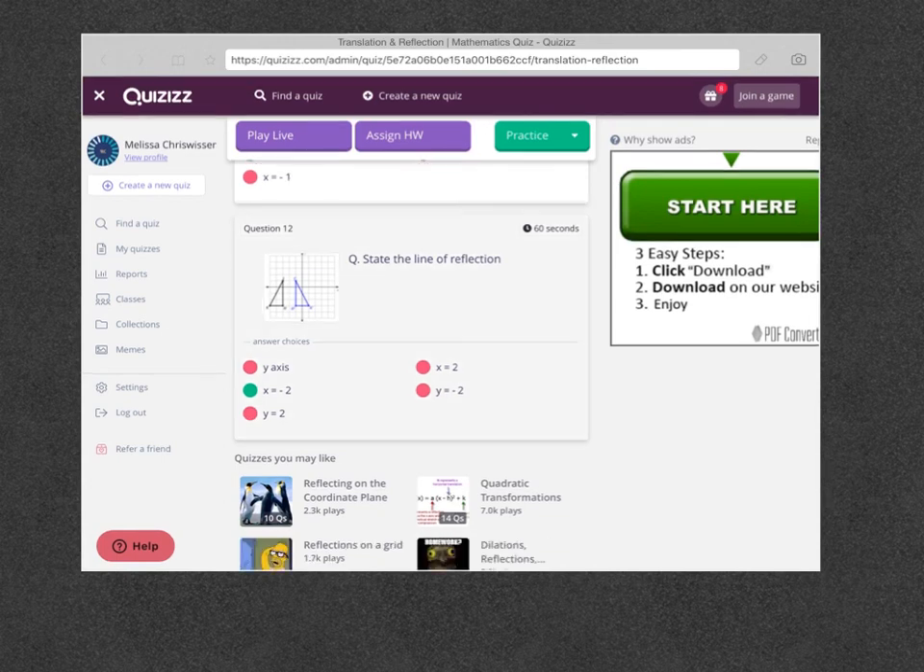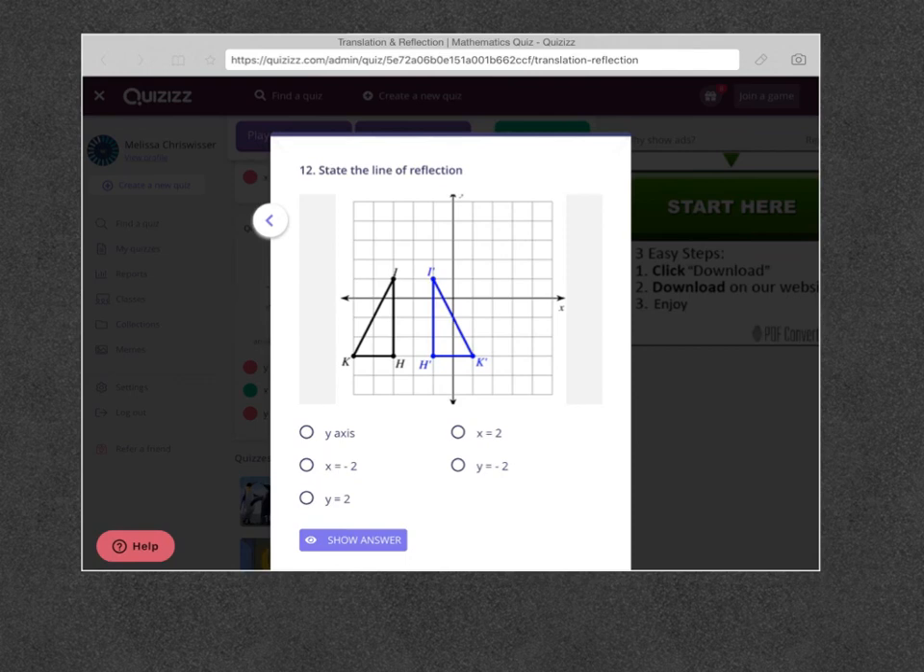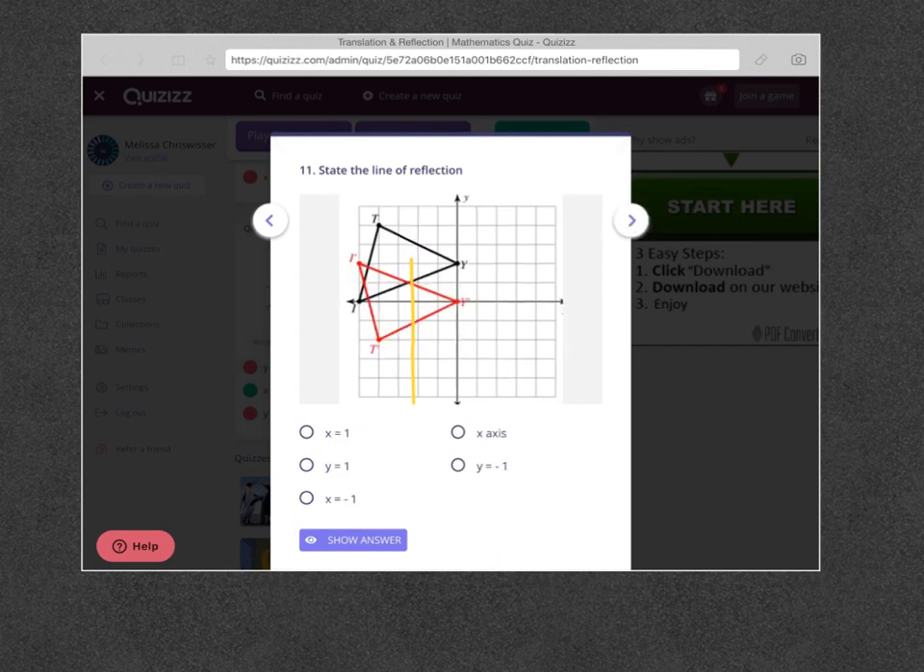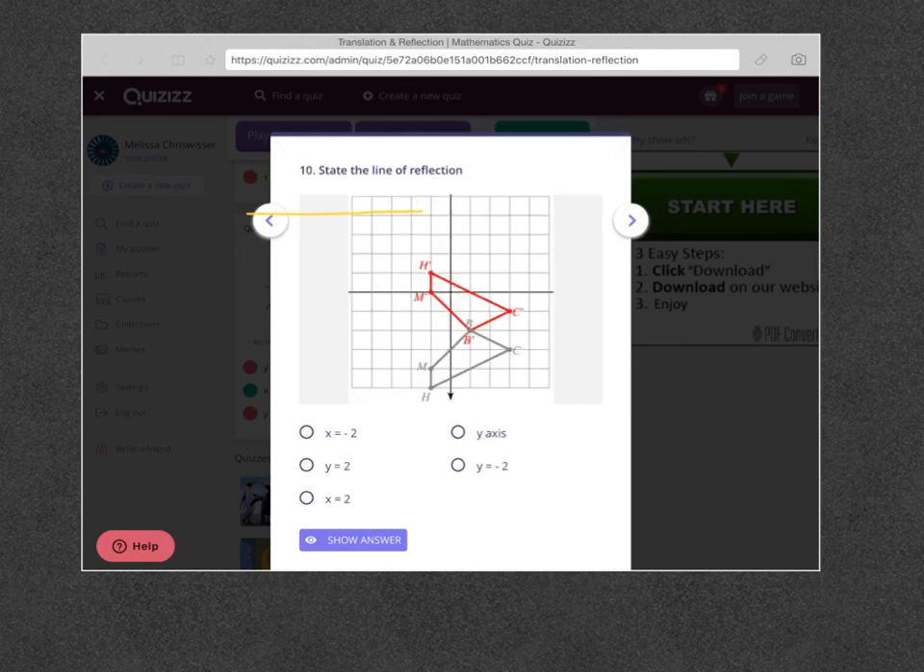And that's it. So if you look here, you could see that everything is equidistant from this line. That's why it's x equals negative 2. This one, everything is equidistant from this line, which is the y equals 1. And this one, everything is equidistant from this line, which is where it's y equals negative 2.